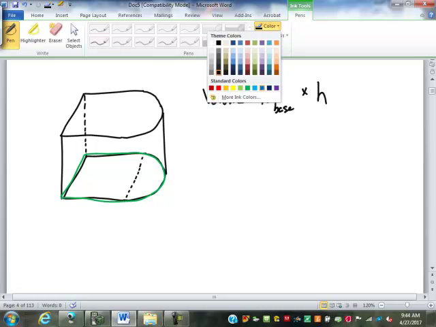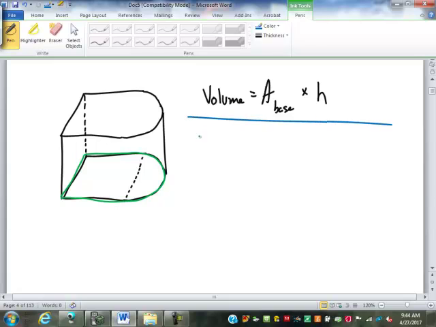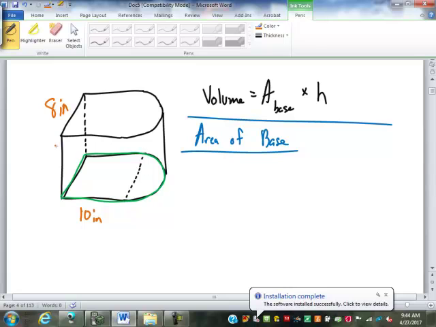So here we must first find the area of the base. I've got to give you some measurements down here. Let's tell you that this here is 8 inches. This over here we're going to call 10 inches. And this height we're going to call 10 inches as well.